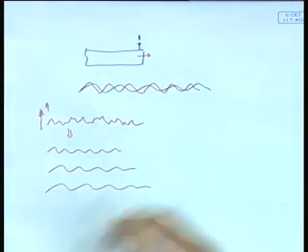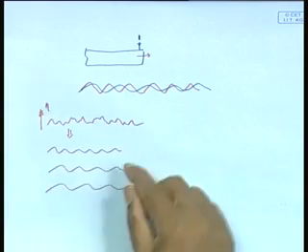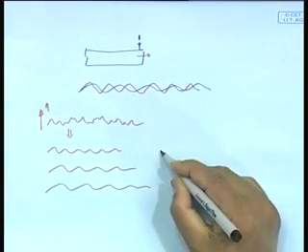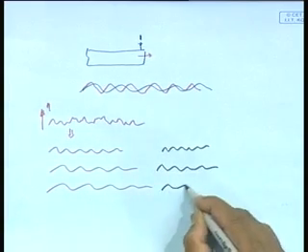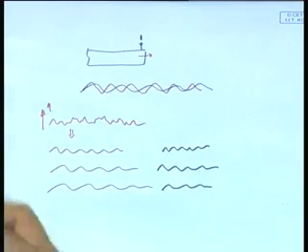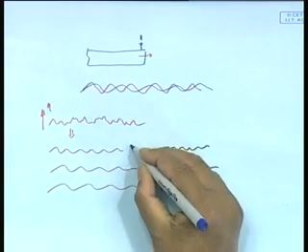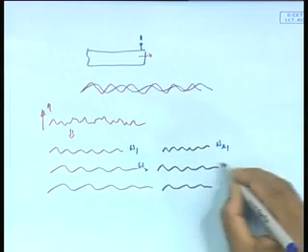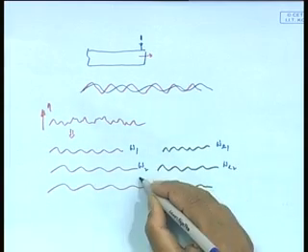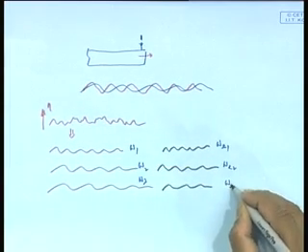But the ship is not seeing this. The ship is seeing this as... in other words, if this was omega 1, ship is seeing omega E1. If it is omega 2, ship is seeing omega E2. If it is omega 3, ship is seeing omega E3.